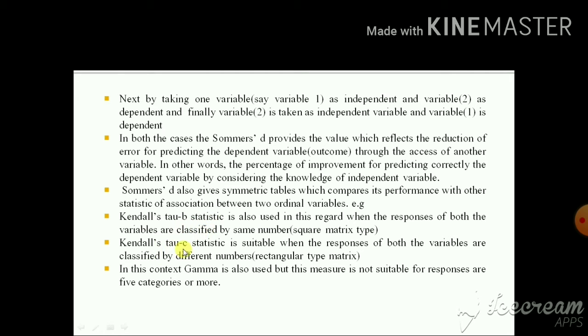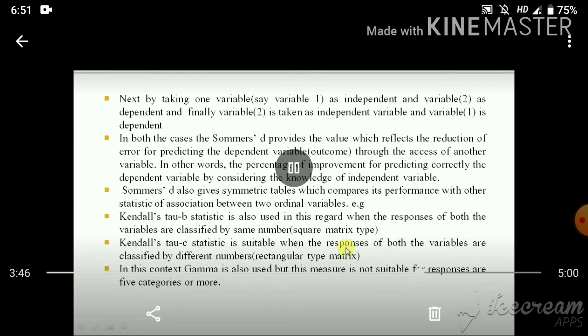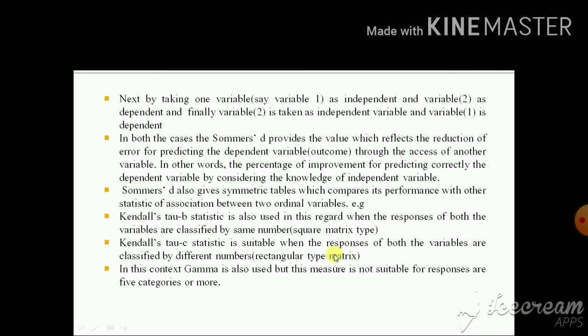Similarly, Kendall's tau C statistic is suitable when the responses of both the variables are different. Maybe in one variable the responses are given in 5 ranks, that means very low, low, somewhat low, medium, high, and in the other variable there are 3 responses: low, medium, high. So when the responses are 3 and 5, it looks like a rectangular type matrix. In this context, gamma is also used, but this measure is not suitable when responses have 5 categories or more.